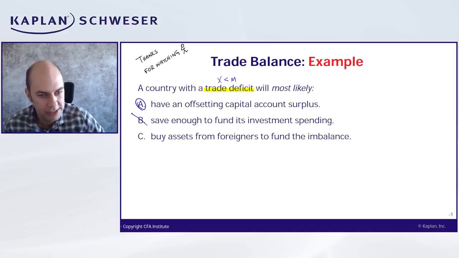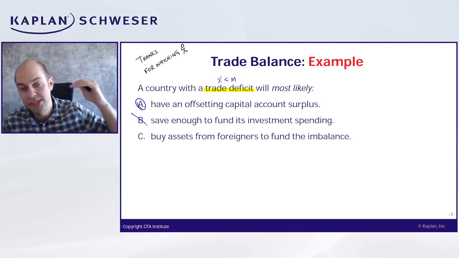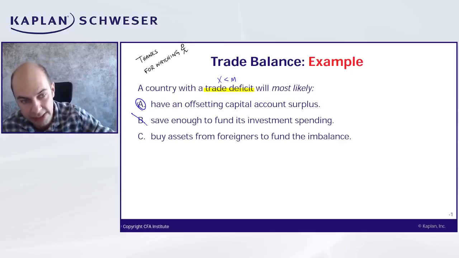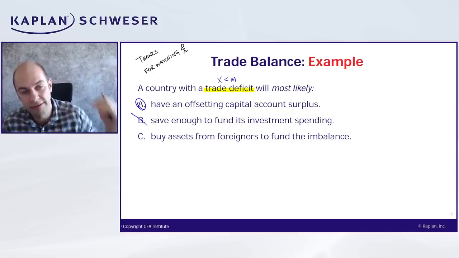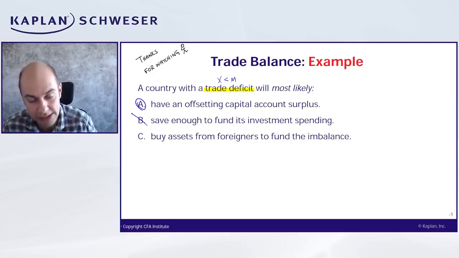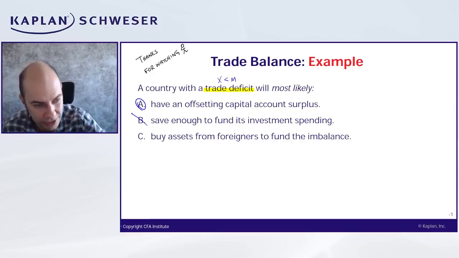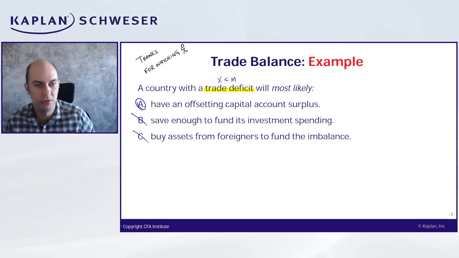And then buy assets from foreigners to fund the imbalance. Well, remember, if you're running a trade surplus, you're going to be lending to the foreigner or buying their assets. But here we're running a trade deficit, so they're going to be lending us. And we are going to be selling our assets to the foreigners. So that's also not going to be the right answer.